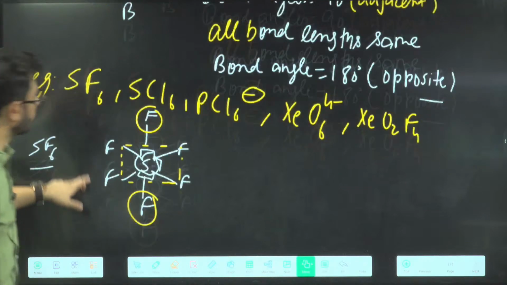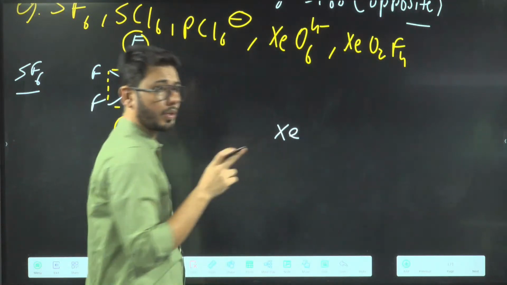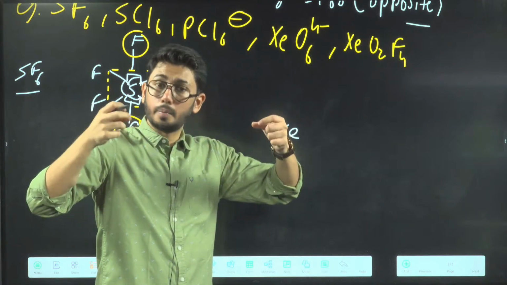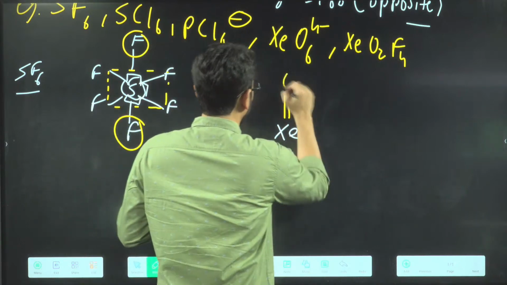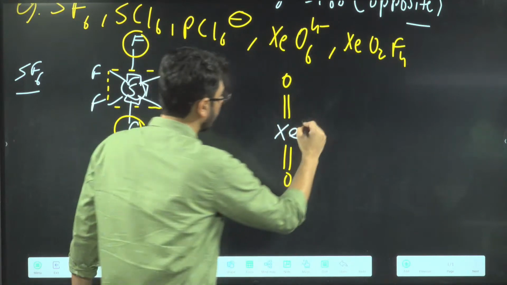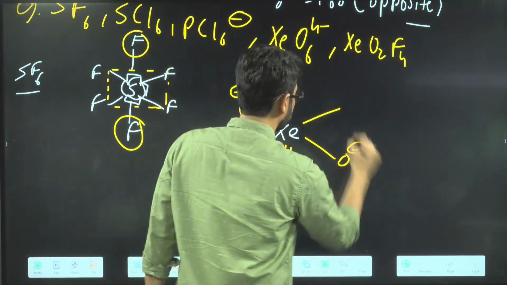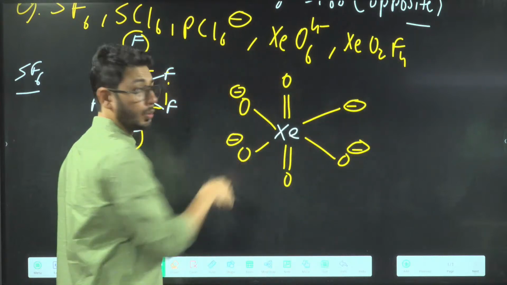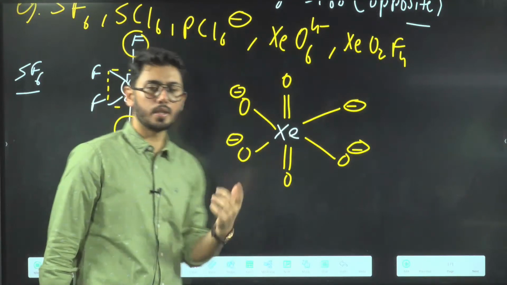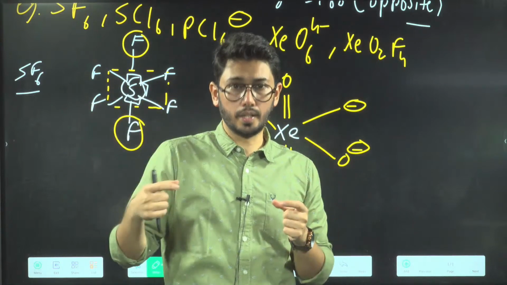All students write down this example: XeO6 4 minus. Xenon. I will firstly put lone pairs or double bonds, which are 2, given opposite. Why? Repulsion will be minimum, so I will put them here. 2 oxygens here, double bond, maximum distance. Then remaining I will put here O minus, O minus there, O minus there, O minus there. You can also put 2 double bonds here and there. The condition is not that they are above and below. The condition is 2 double bonds should be opposite with respect to each other at 180 degree.